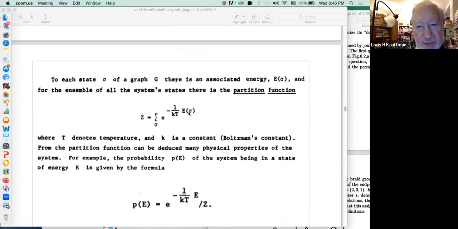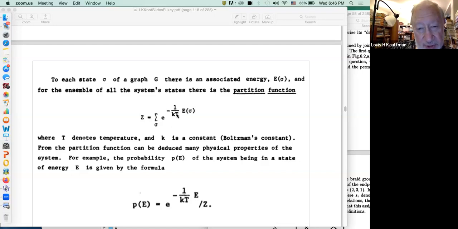And then you have a partition function. And the partition function is the sum over the states of the exponential of -1 over kT, the energy of the state. And this is a formula that comes from statistical mechanics. This is regarded as proportional to the probability of being in that state.